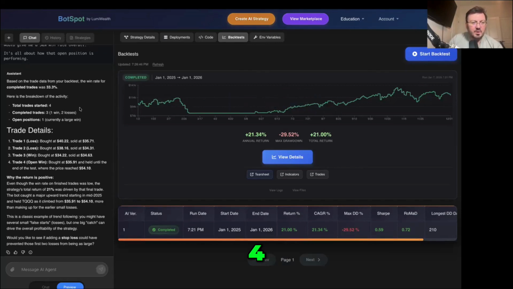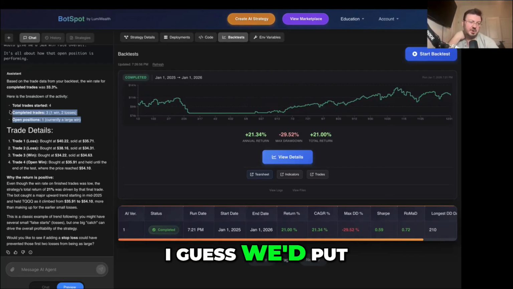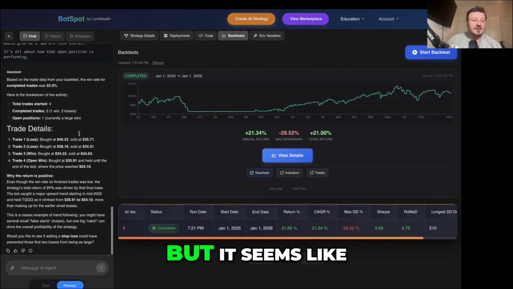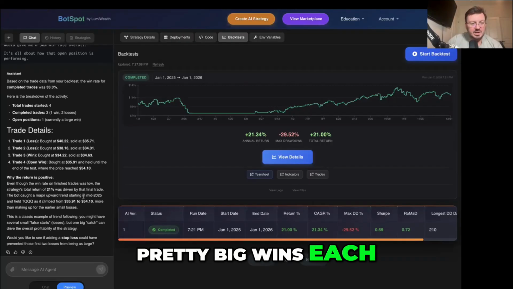Total trades started 4, completed trades 3, and then 1 currently in a large win. Right. So our win rate is not very high, or at least, maybe I guess this last one would put it higher. I guess we'd put it at a 50% win rate if this position closed. So we're at about a 50% win rate, but it seems like we have some pretty big wins each time around.